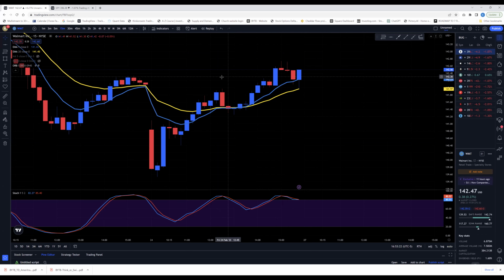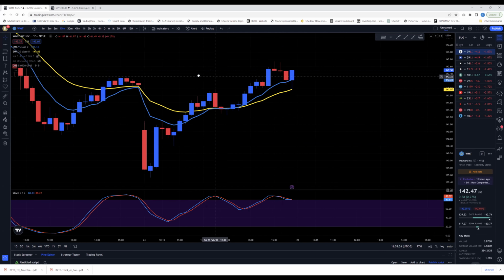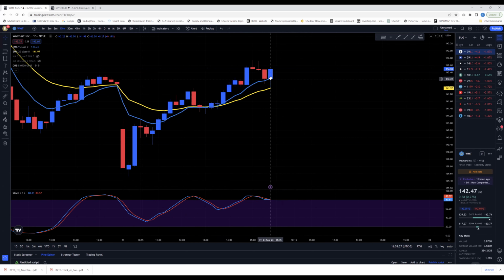Now watch this. It's trending up. Now it came back, pulled back, and hit this 20 EMA, and it closed above the 9 EMA. So as long as the market continues to hold or support at this 20 EMA, the market is still up because the 9 is above the 20.